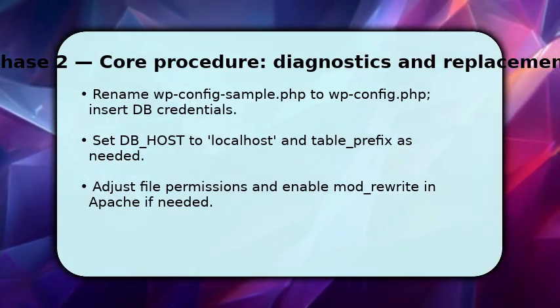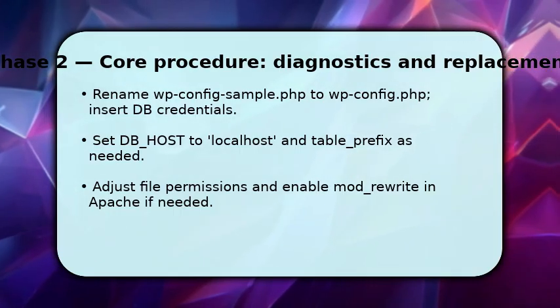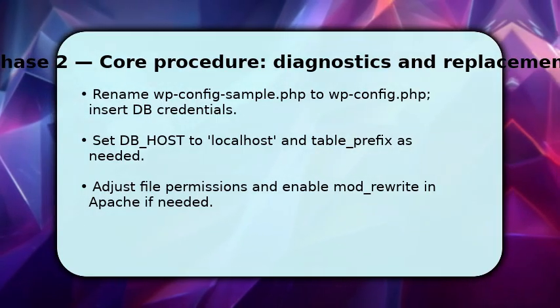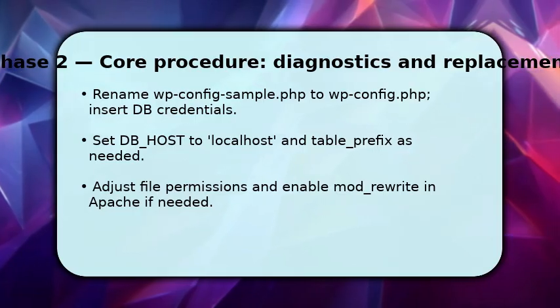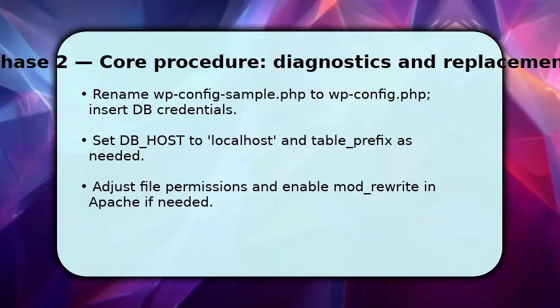Rename wp-config-sample.php to wp-config.php and fill in DB name, DB user, and DB password. DB host stays localhost. Save the file and ensure the table prefix is unique if running multiple installs.